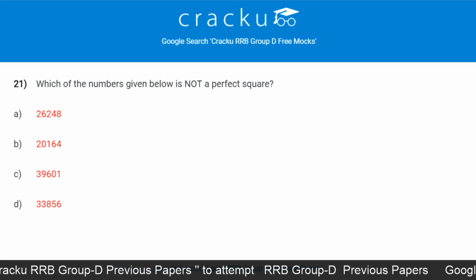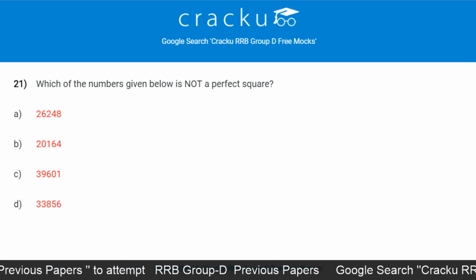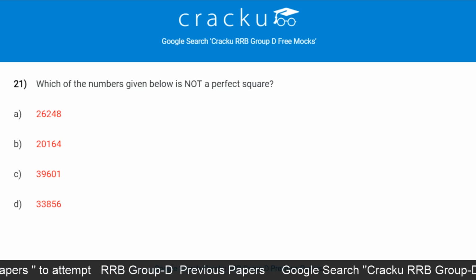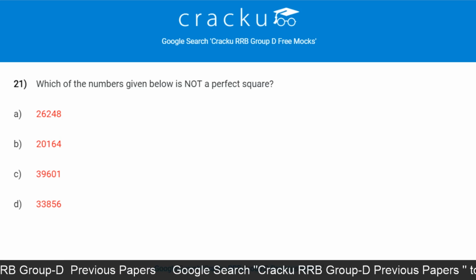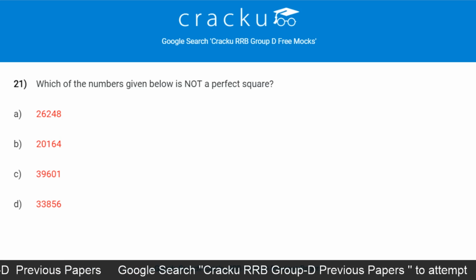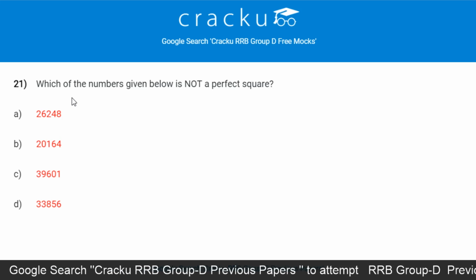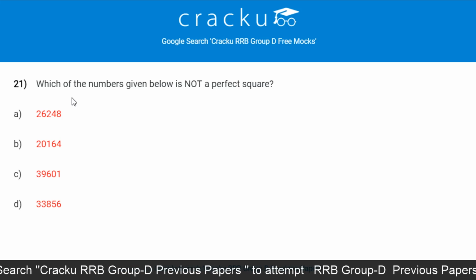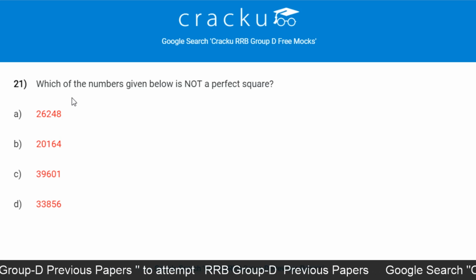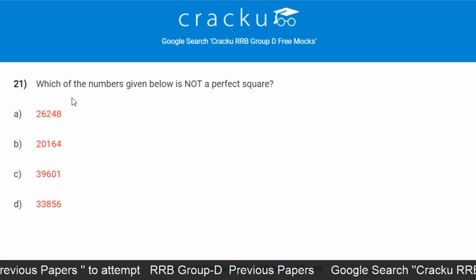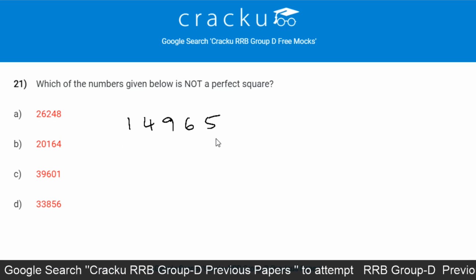Which of the numbers given below is not a perfect square? Just now we have learned how to find perfect squares in a very easy method, right? So we can use the same technique over here. You can find the square roots of all these numbers. But if you can remember properly, all the squares of numbers will end with 1, 4, 9, 6 or 5.